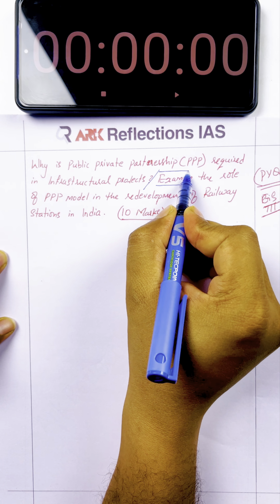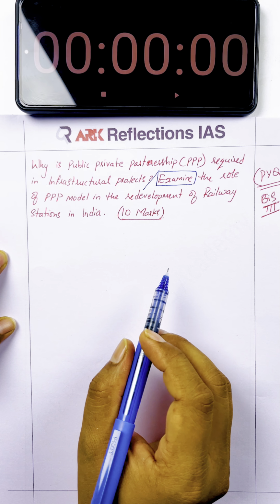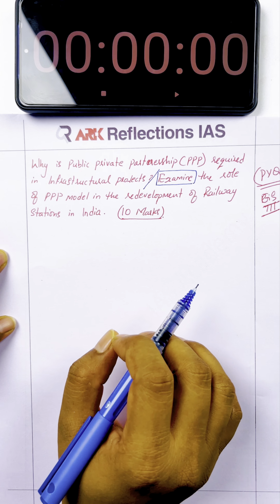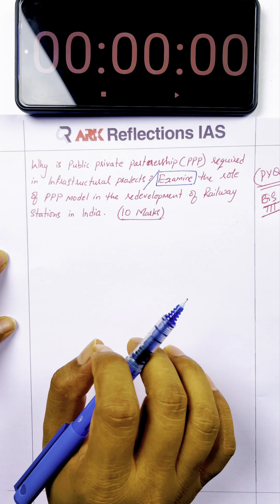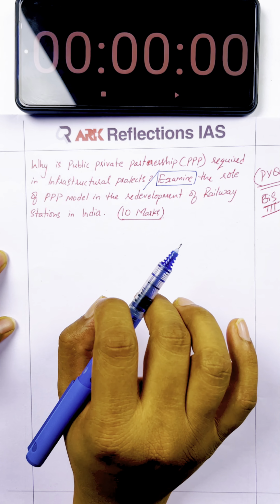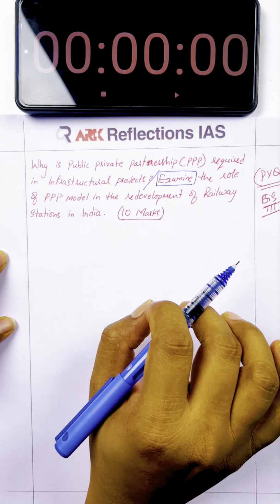So here the question clearly asks to examine. Now you first need to know what you mean by examine. See, examine always means to inspect or to study something in a very close manner. That means you are supposed to use some data, you are supposed to use some facts, and you should understand the conditions and also the judgment.